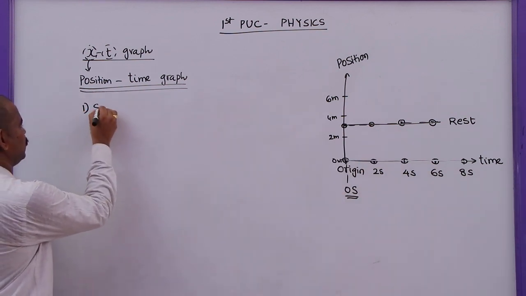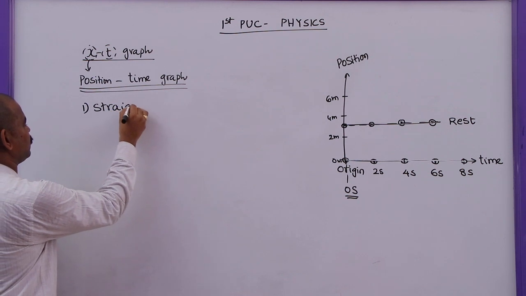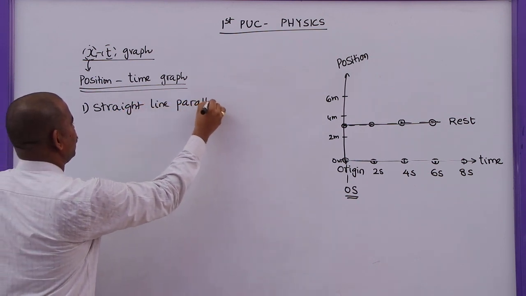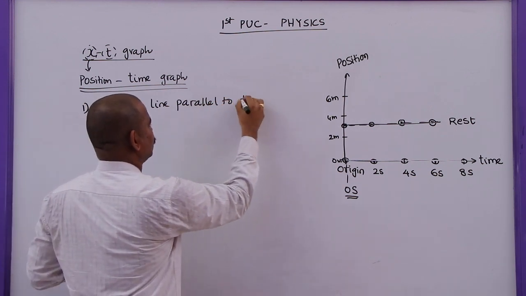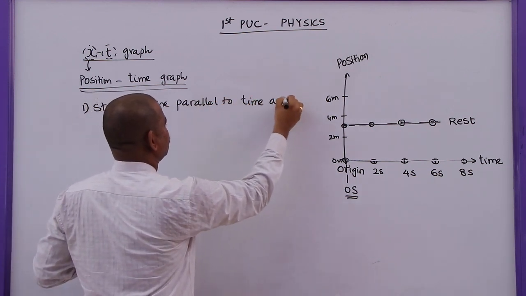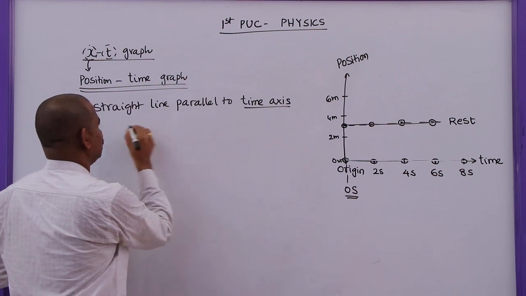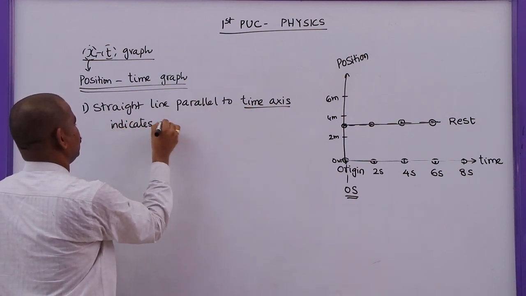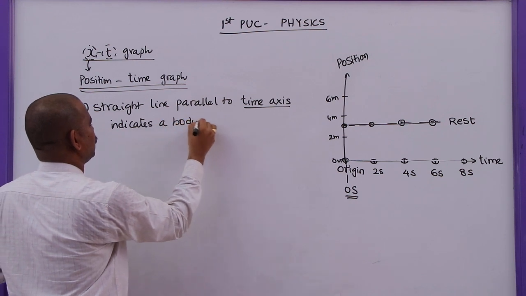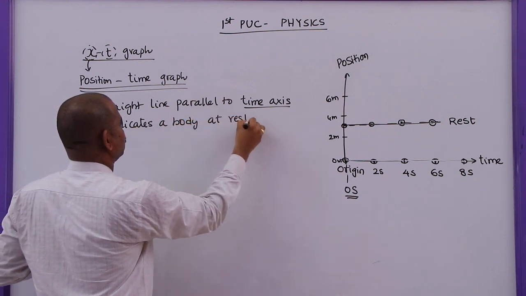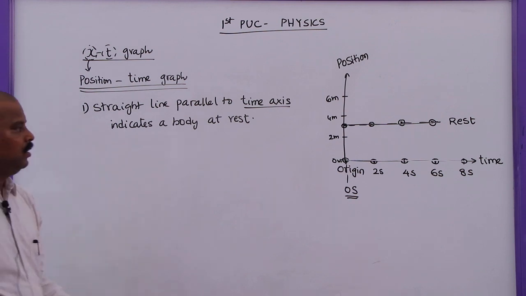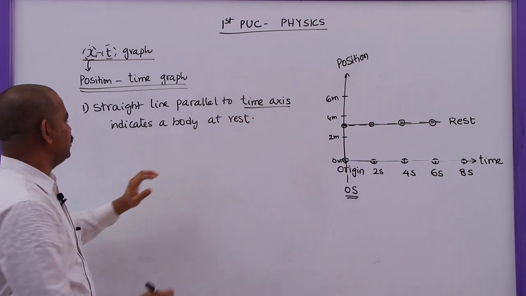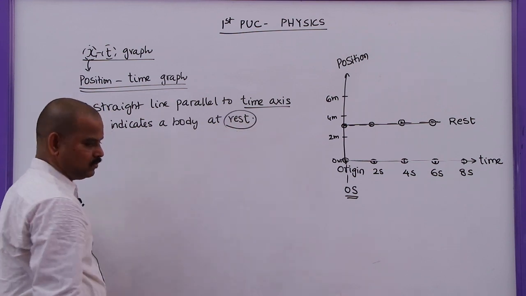So, first point: a straight line parallel to the time axis, that is the x-axis, indicates a body at rest. If you draw any line which is parallel to the time axis, then we can say the body is at rest.